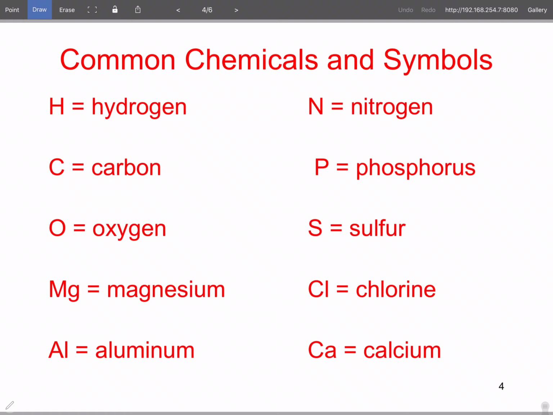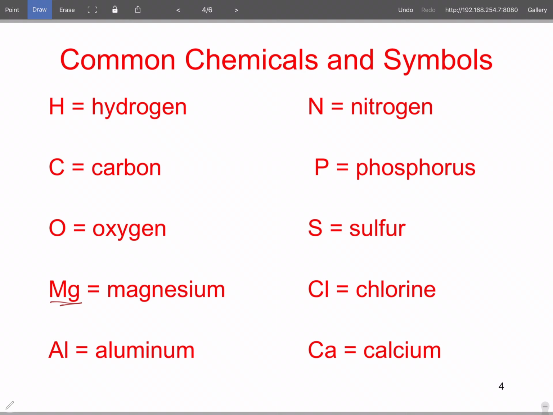That brings us to nomenclature. And when you're naming, some things are simple because you know what they are. For example, if I were to ask you right now, what element is H, you'd say hydrogen. C is carbon, oxygen. Magnesium is Mg, which is different than manganese, which is Mn. Aluminum is Al. Nitrogen, phosphorus, sulfur, chlorine, Cl. Calcium, Ca. Those are pretty obvious.